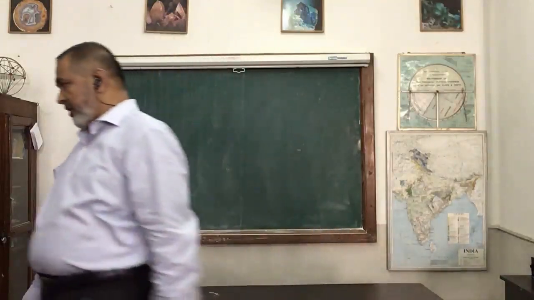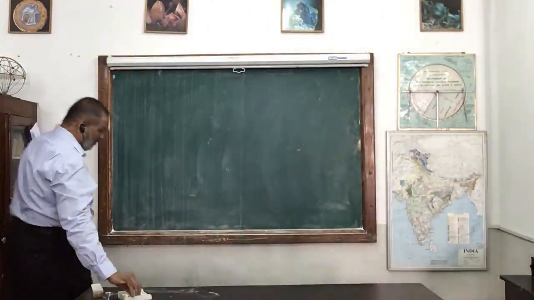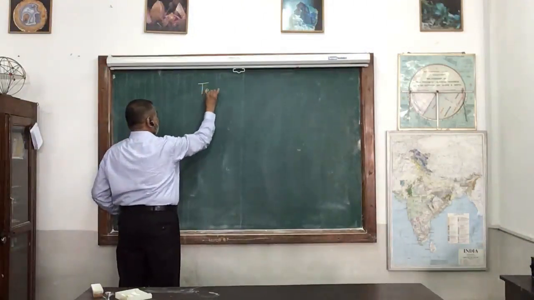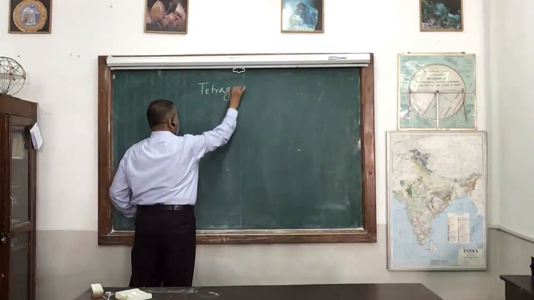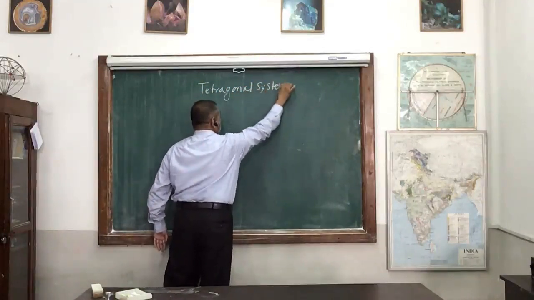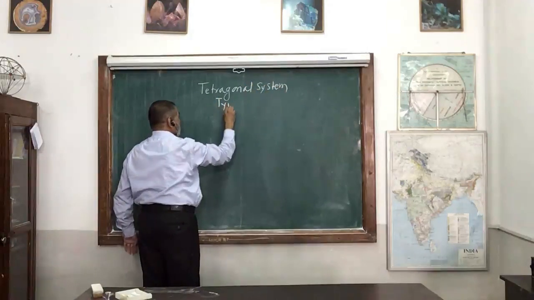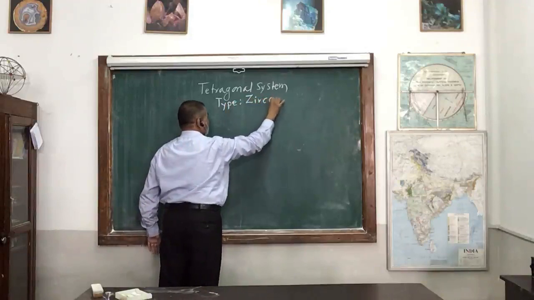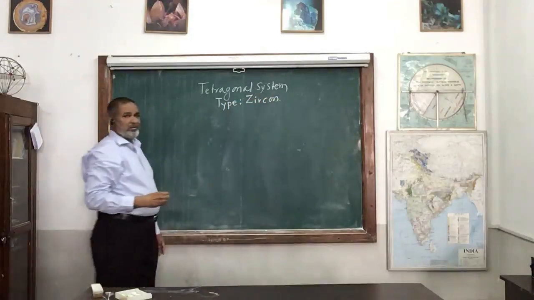About the tetragonal system, zircon type, practically. How you are going to learn the tetragonal system zircon type practically. Zircon is the main root going to represent the tetragonal system. This is the normal class. Zircon is representing this particular system.